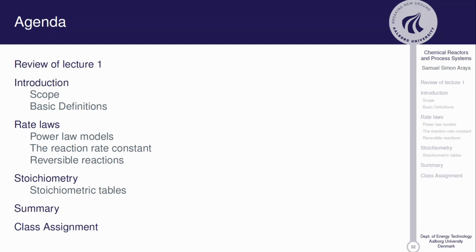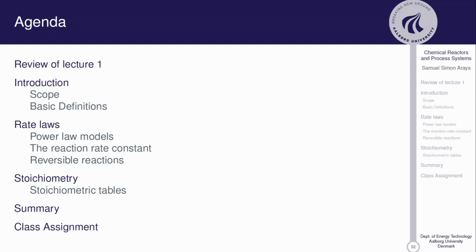and they will give us some models for how the rate of reaction depends on concentrations, and we will do that through something called power law models, which contain this reaction rate constant, and then we will have specific cases for reversible reactions. And finally, we will talk about stoichiometry, which will take us back to basically what we did last week.